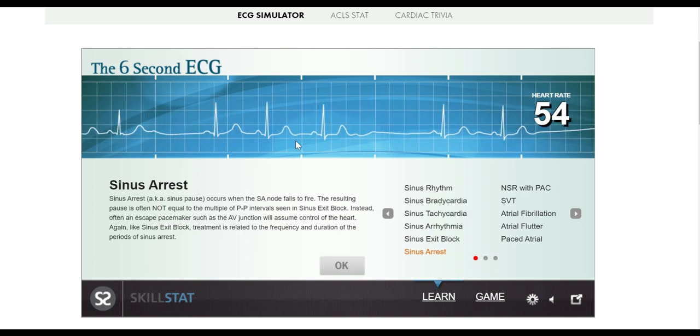So remember that when you measure 2 consecutive R to R, it will not equal the pause. It will not be the same distance as the pause. That's how you know that it is sinus arrest compared to sinus block. You'll have normal beats and then something funny's happening. You'll get a long pause.